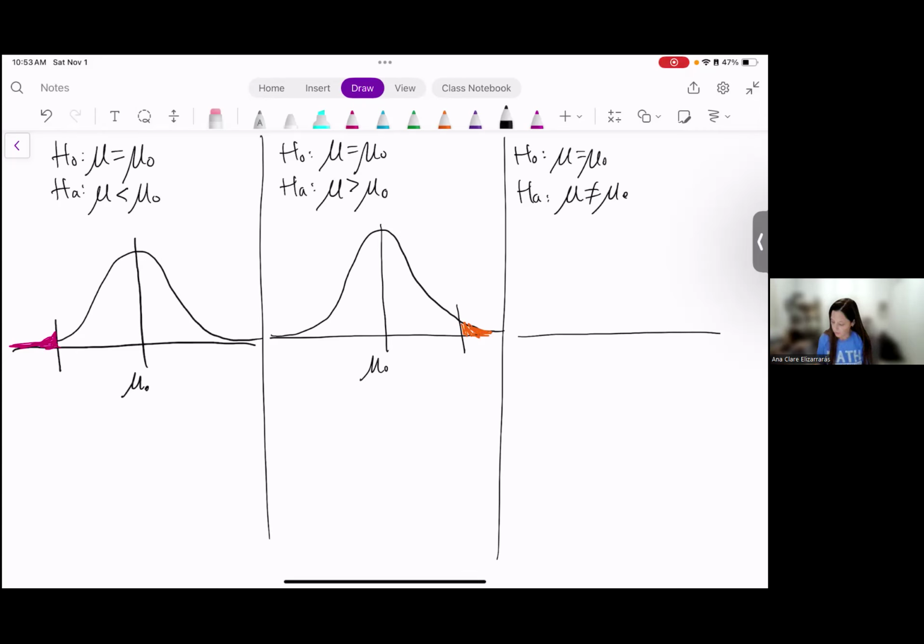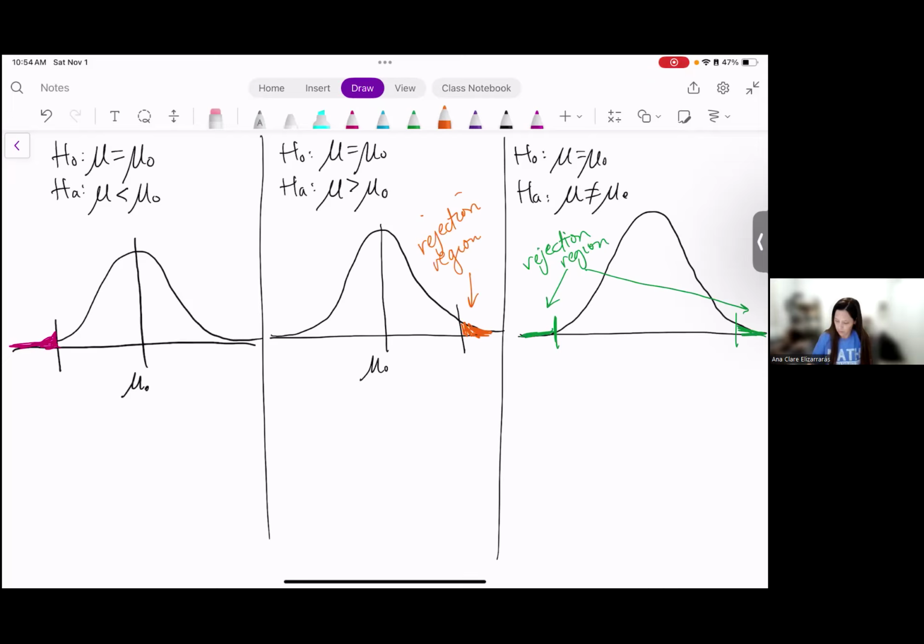In a hypothesis test that is two-tailed, you could be greater or less than. It doesn't matter. You're not going to do both at the same time. It's going to be based on the sign of your test statistic. So I could reject here or here. And this is the rejection region here. And this is the rejection region here.